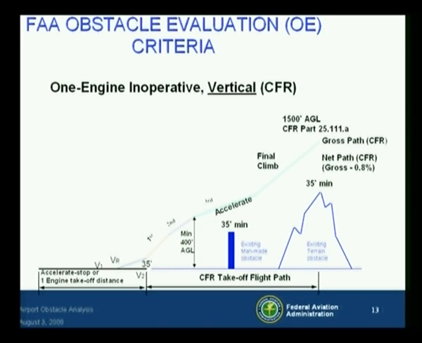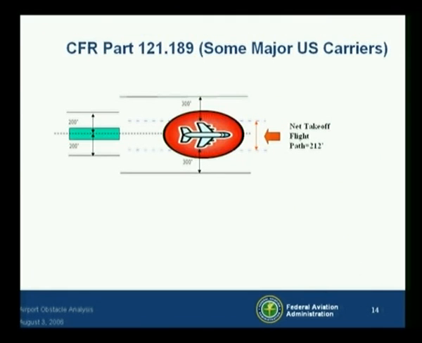the coming presentation. Now we've covered the vertical. Let's talk about the horizontal obstacle clearance. So what does horizontal one-engine inoperative departure criteria mean? It means we shall ensure that there are no obstacles that will affect the aircraft net flight path with an engine failure. Now, some U.S.